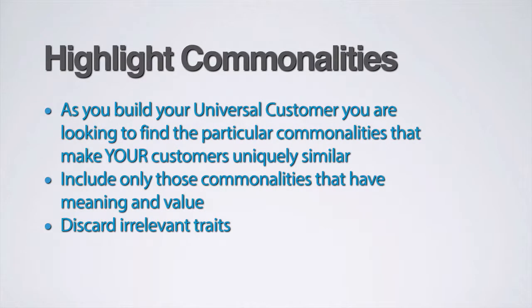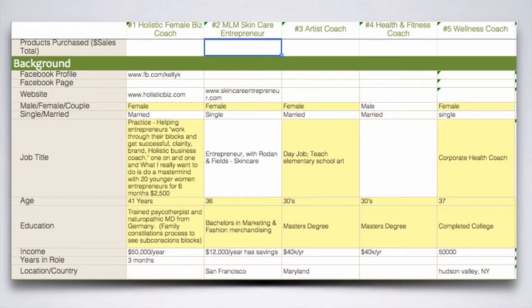So as you build your customer avatars, or in this case, your universal customer, you're going to look to find the particular commonalities that make your customers uniquely similar. When we're creating our customer avatar, we're going to include only those commonalities that have meaning and value and discard irrelevant traits. In the spreadsheet you're creating, when you do your 10 interviews, it's going to populate the answers side by side, right next to each other. That makes it really easy to see patterns and to see who your perfect customer is.